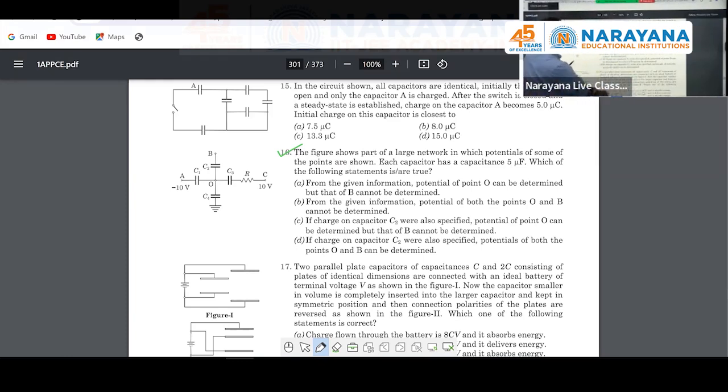First is, from the given information, the potential of O can be determined, but that of B cannot be determined. पहले तो यही find out कर लेते हैं. And B option, if you read both the things, that will give you a complete feel. From the given information, potential of both points O and B cannot be determined. So what are the key equations I can write and comment?